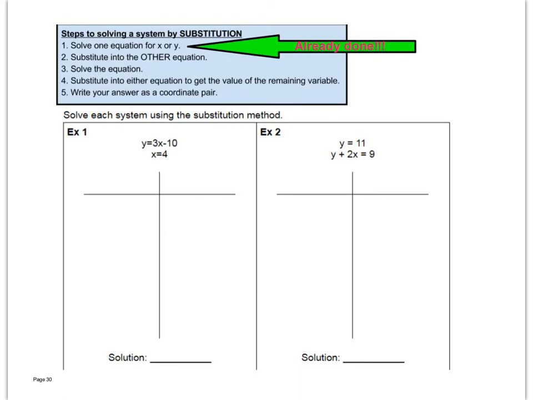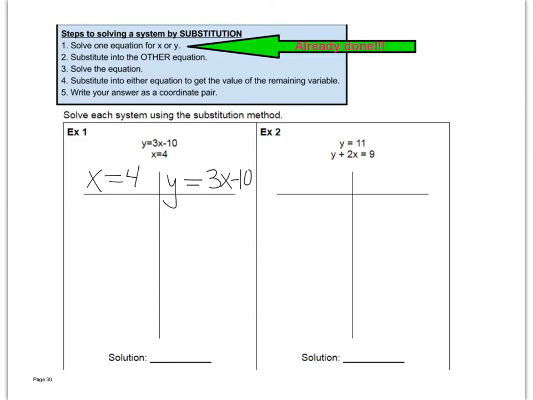Now, solving by substitution, the first thing you always do is solve for x or y. And in these examples on this page, that's already done for you. Before we ever start, the first thing I like to do is write my two equations down. It does not matter which equation we write down on which side. This is called a T-chart because it looks like a little letter t, but it's just a way to organize your work, and it's a really nice way to do that.